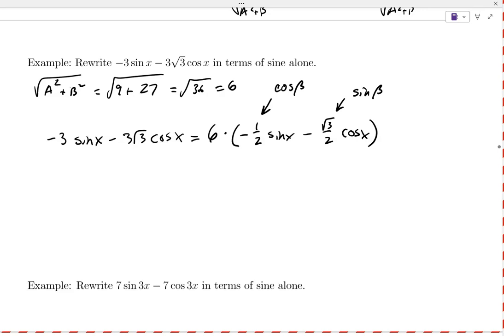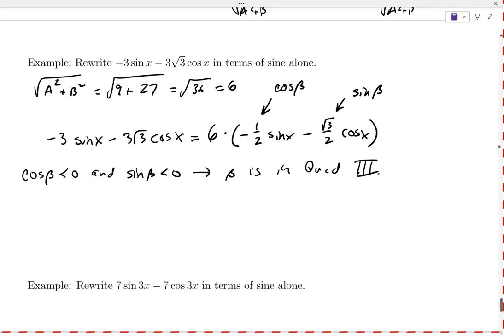All right, I'm going to write that down. You don't have to write this down every time, but just to explain why, your cosine of beta is negative and sine of beta is negative, so beta is in quadrant 3.